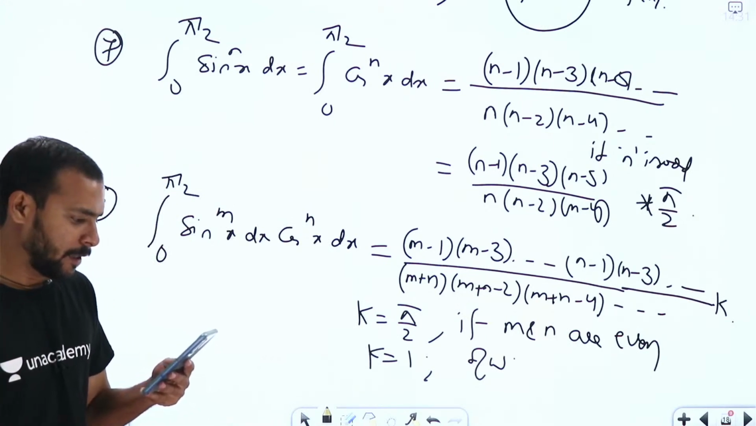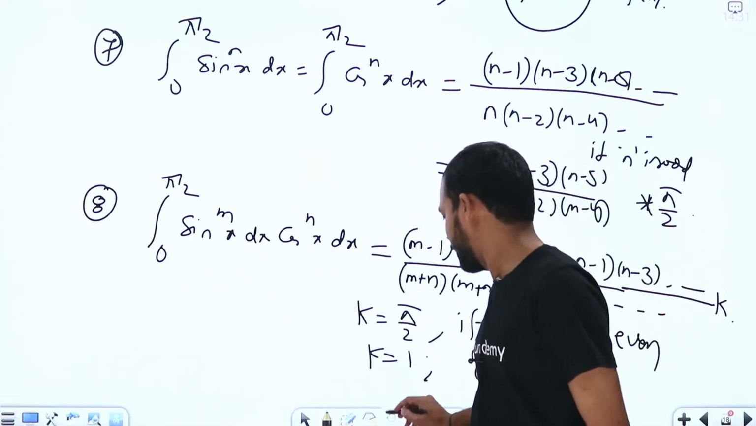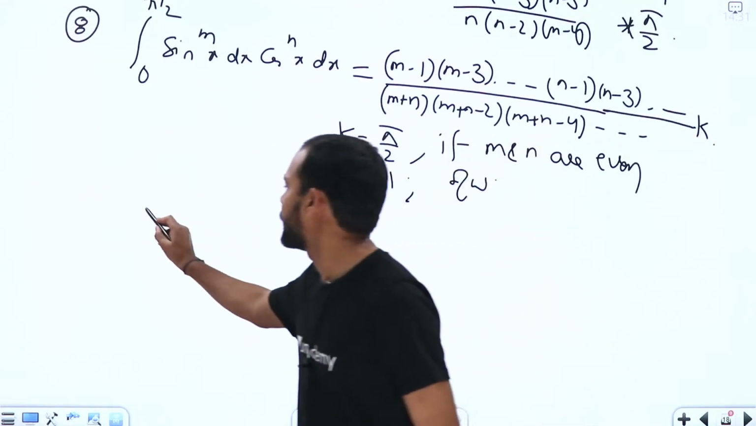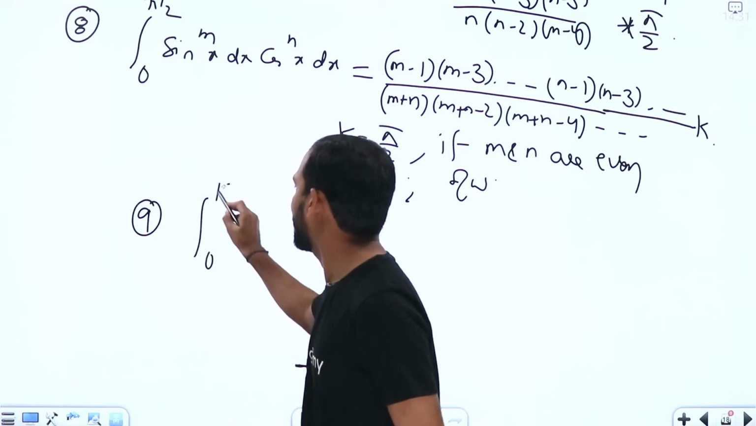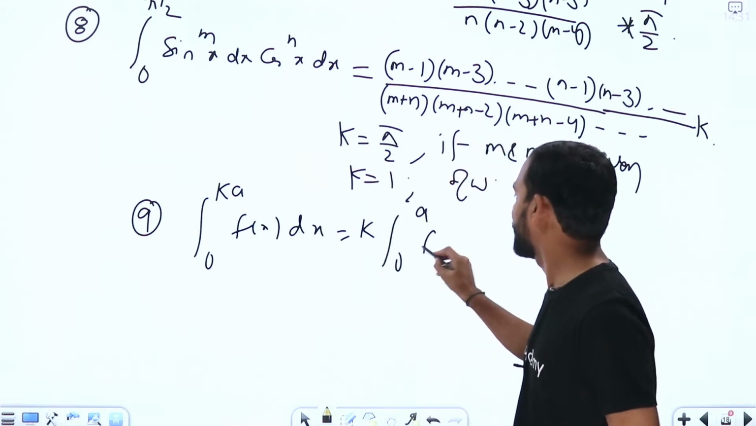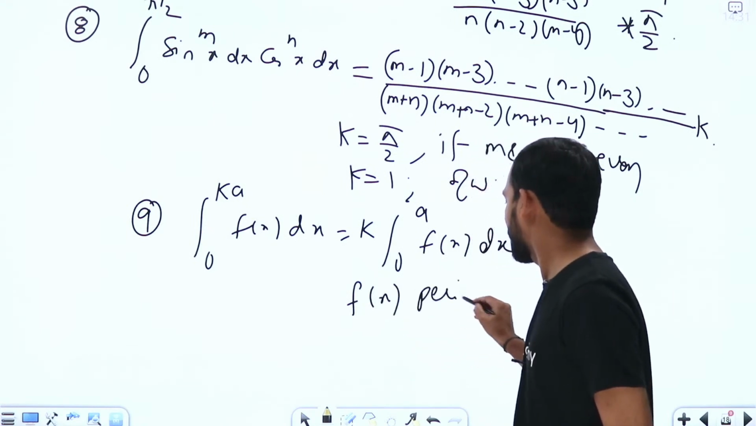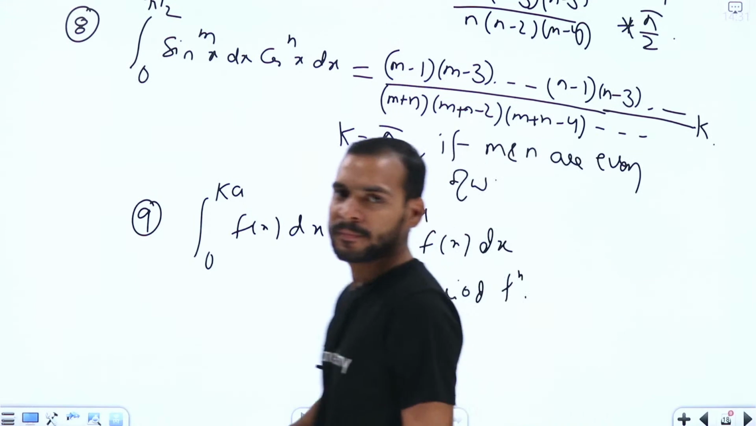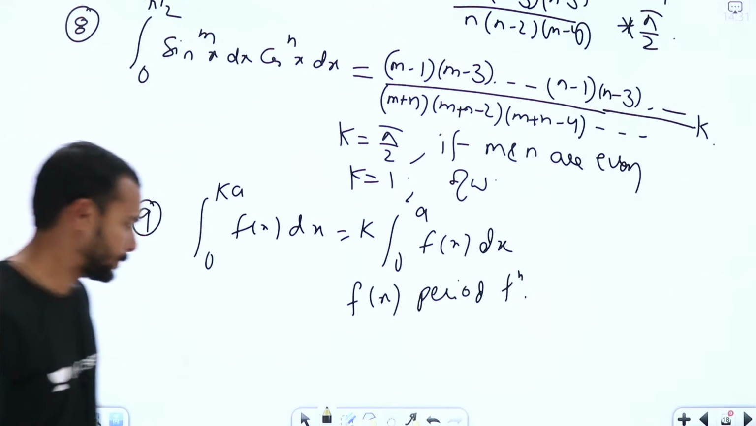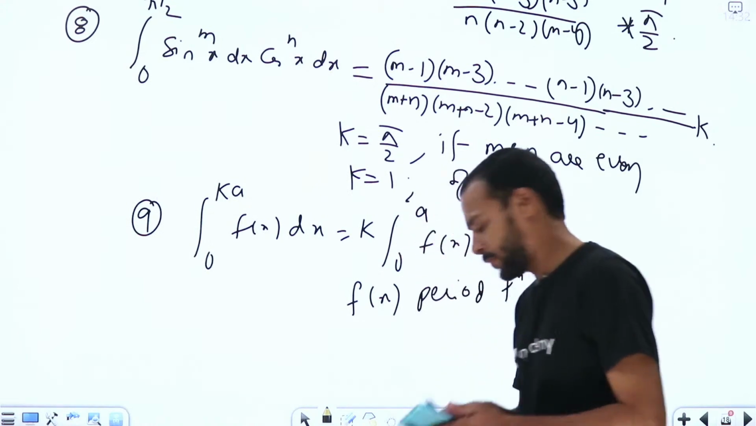If you are clear with the formulas, then we can move to the questions. Before moving on, let me tell you one more property: the integral 0 to ka of f of x dx is equal to k times the integral 0 to a of f of x dx, provided f of x is a periodic function. These are the properties based on the definite integral. Is it clear, guys?